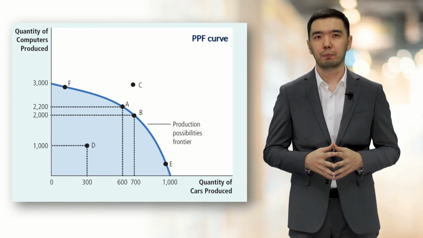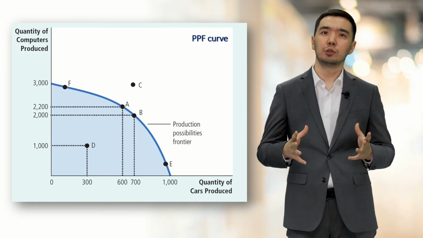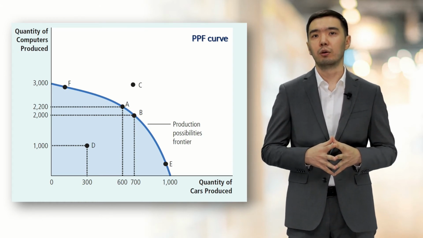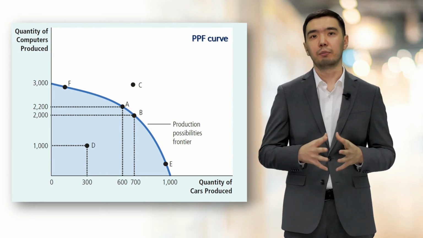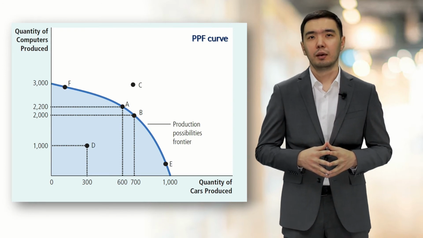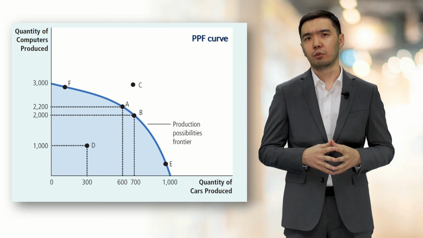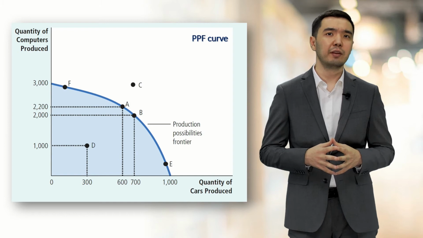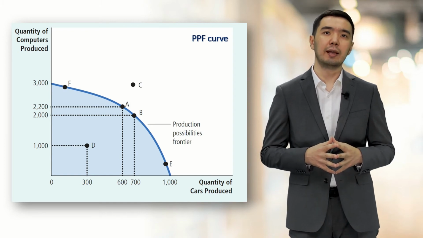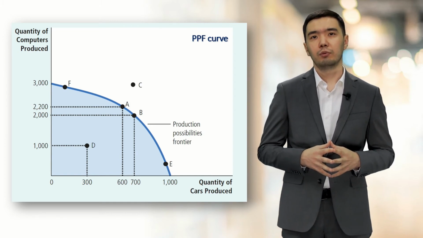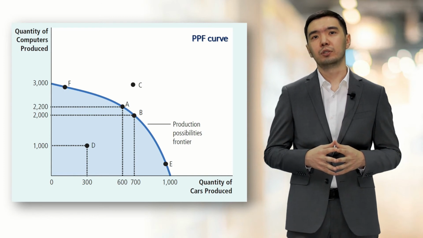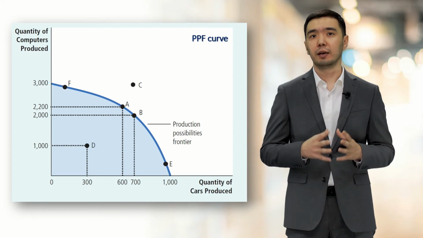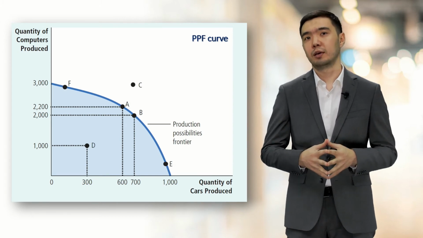For example, no matter how resources are allocated between the two industries, the economy cannot produce the amount of cars and computers represented by point C. Given the technology available for manufacturing cars and computers, the economy does not have enough inputs to support that level of output. With the resources it has, the economy can produce at any point on or inside the PPF curve, but it cannot produce at points outside the curve.